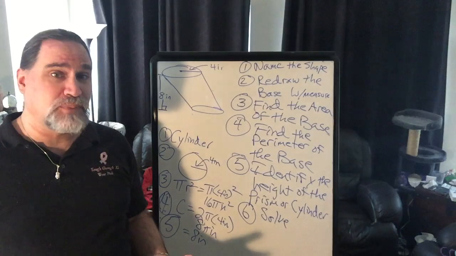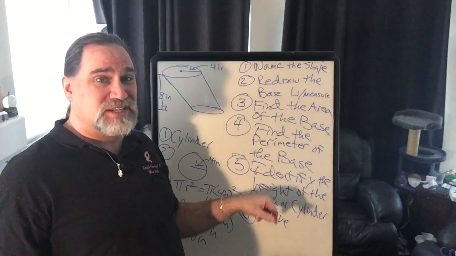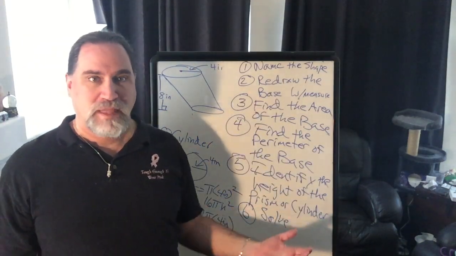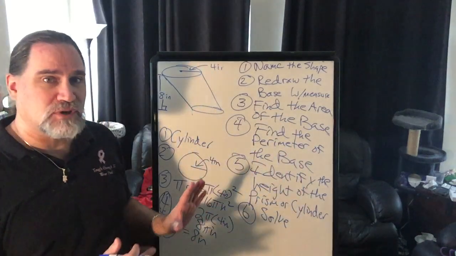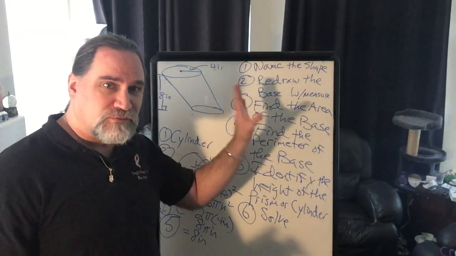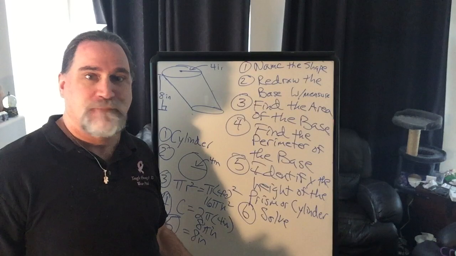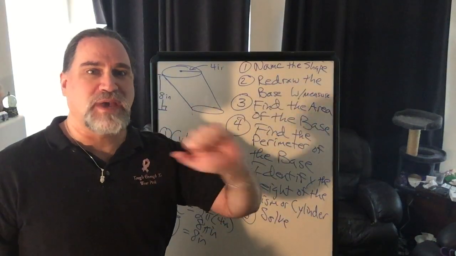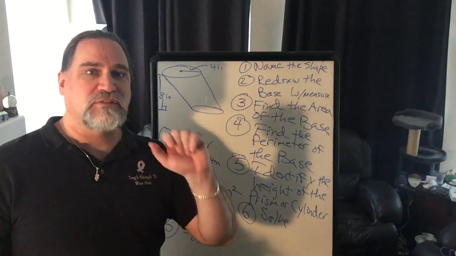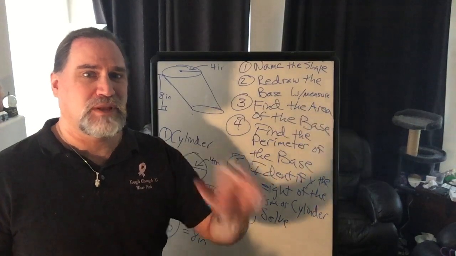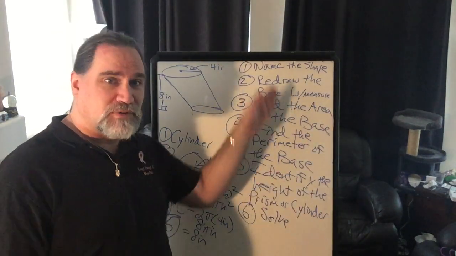When we deal with cones and pyramids, same thing. Same set of steps, take out step 4. So that's why these steps are so valuable. If you can follow these step-by-step instructions, you can find the surface area of every prism, every cylinder. You can find the volume of every prism, cylinder, cone, and pyramid. Because you can follow the steps.